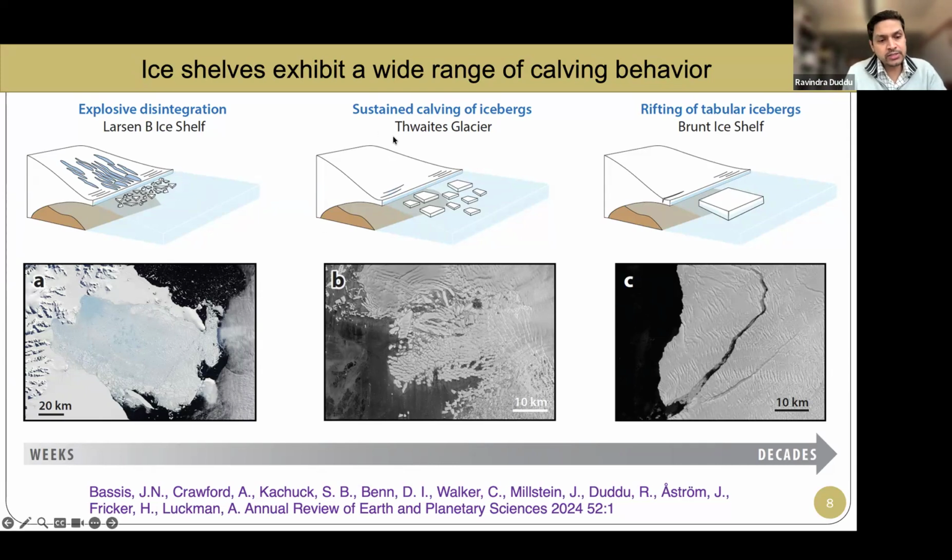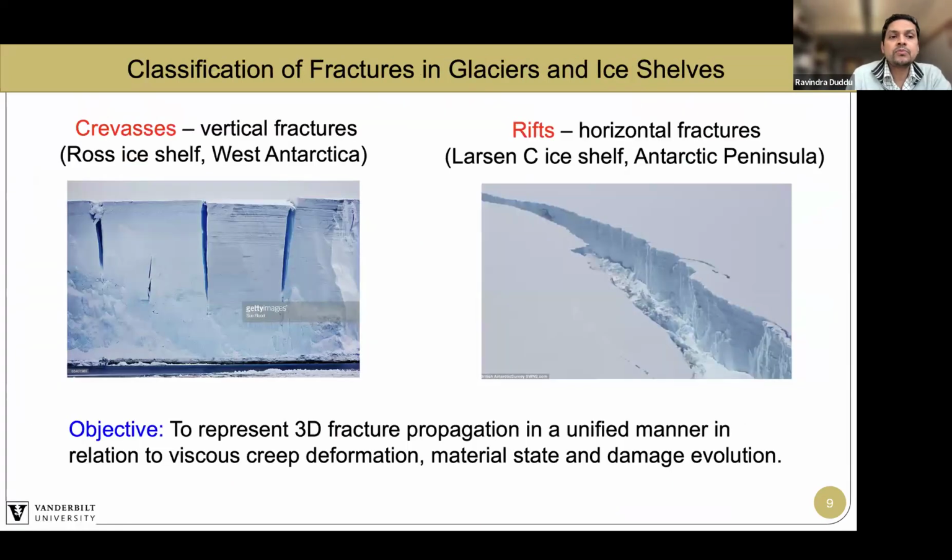And the other aspect is this bar at the bottom, it says weeks to decades. That means that while these explosive disintegration events happen over weeks, the larger rift propagation events happen on decades. So that also shows that there's not only a size scale variability, but there's also a time scale variability. And that complicates the problem further.